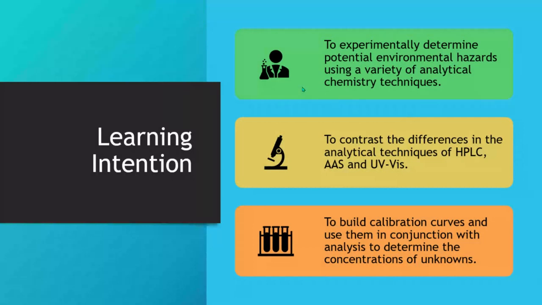So, by the end of it, you should be able to experimentally determine potential hazards using the analytical chemistry techniques we're talking about. You should also be able to contrast the differences between the three techniques. And you should also be able to use calibration curves with these techniques to determine concentrations of unknowns.